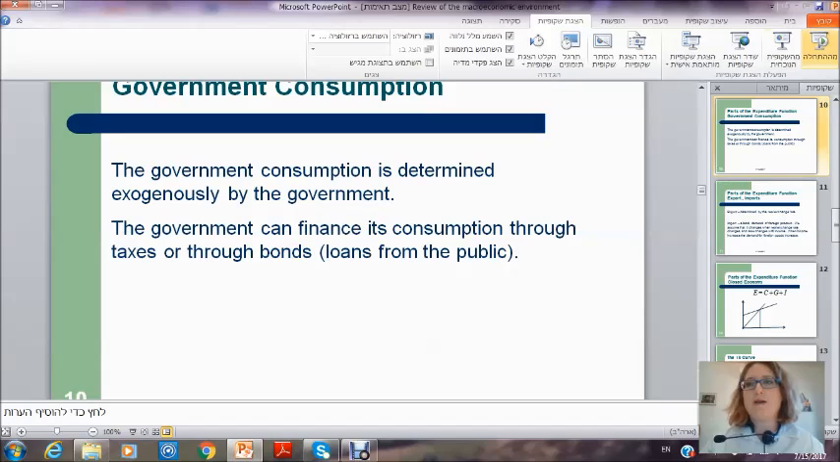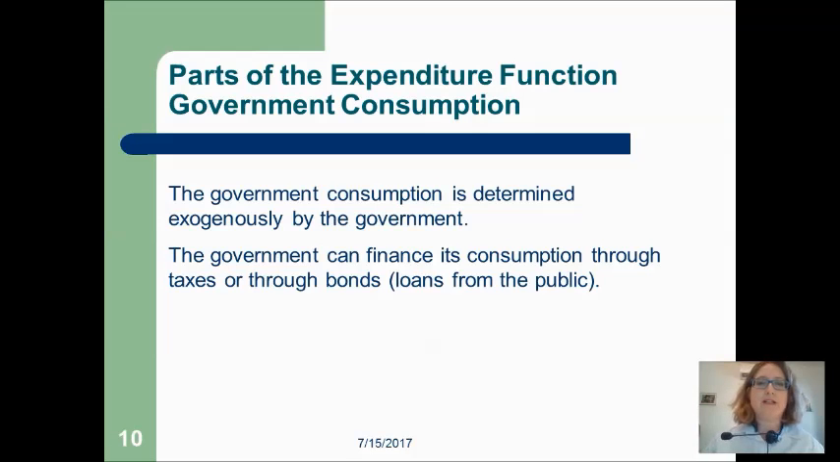Okay, so now we are going to talk about other parts of the expenditure function, and now we are going to talk about government consumption. Government consumption or government spending is whatever the government decides to spend to provide government services, and it is determined exogenously by the government. The government can finance its consumption through either taxes or bonds. Bonds are actually loans from the public.